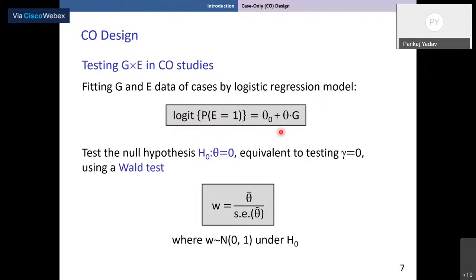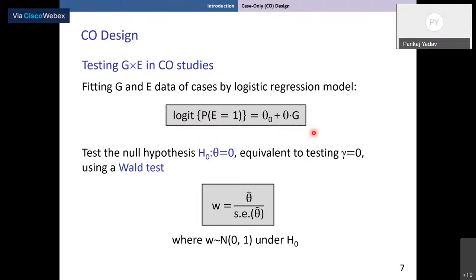Here we have environmental as our response, and then genetic as our predictor, or we can do the other way around. But the estimate of this theta is equivalent to the gamma that we have in the full model under these assumptions. This proof is given in this Pigos paper.